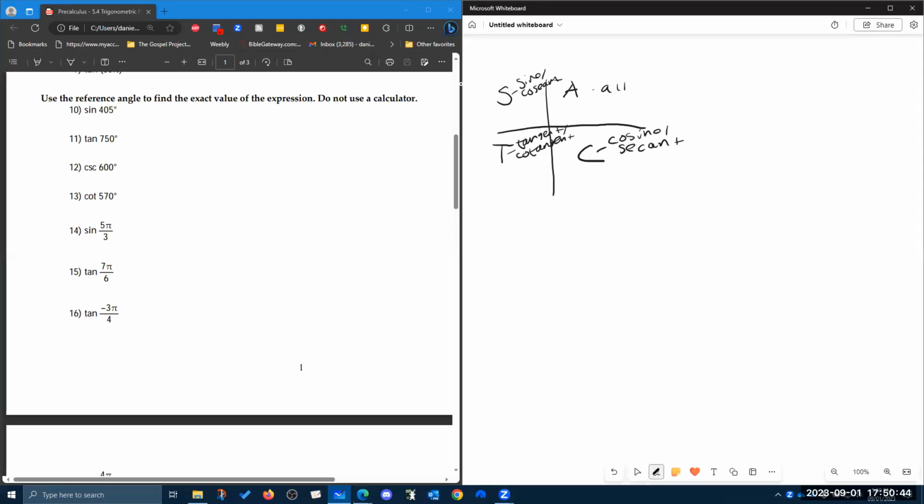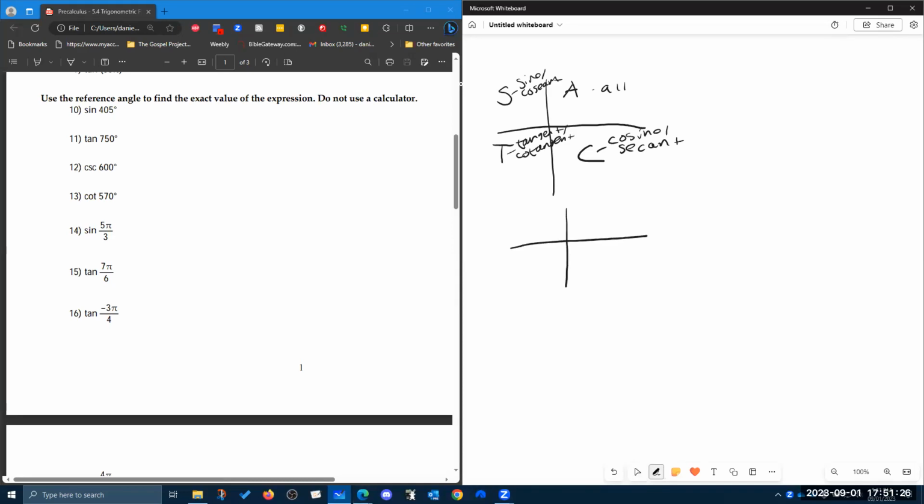So again, A for all 6 are positive in quadrant 1. Sine and cosecant are positive in quadrant 2. All other 4 are negative. Tangent and cotangent are positive in quadrant 3. Everything else is negative. Cosine and secant are positive in quadrant 4. Everything else is negative. When we talk about a reference angle, we're talking about the acute angle, meaning that it's between 0 and 90 degrees, that is made with the positive or negative x-axis. So I'll draw a picture for you each time so that you can see where we are.